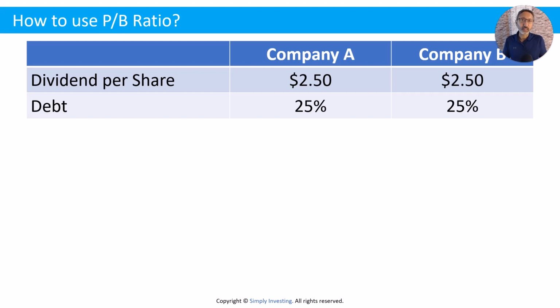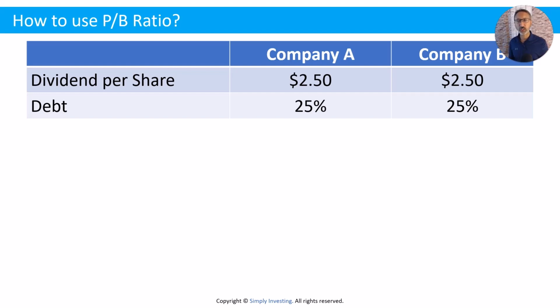In reality, company A might have a debt of 25%, company B might be 24% or 24.6%. It's going to be close. And the same thing with the dividend per share. Some companies will pay a dividend of $2.50, some might pay $2.52, right? So again, it's going to be close, but there is a point to this example that I'm going to give you. So let's stick with it for now.